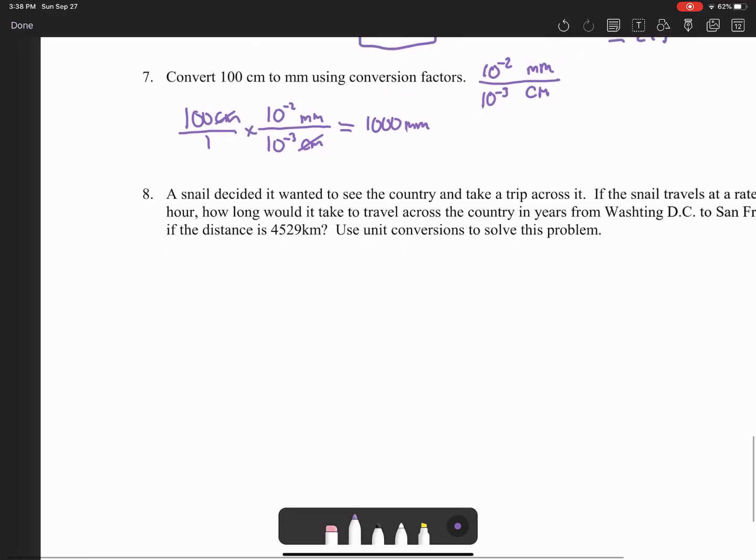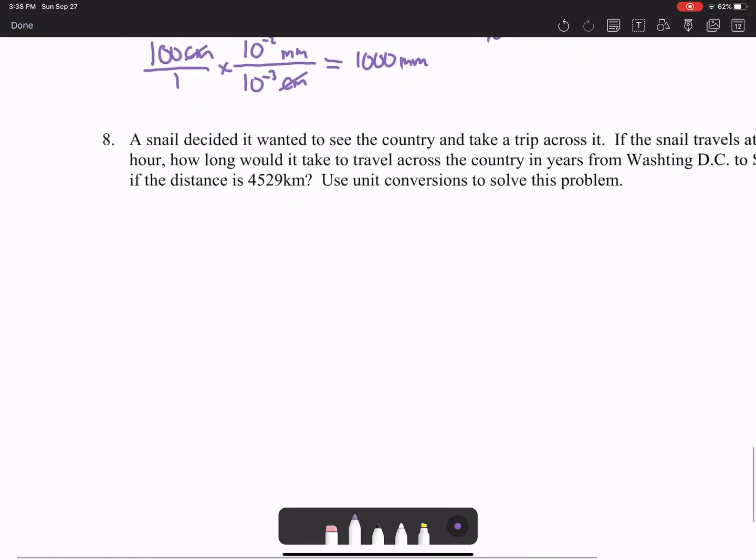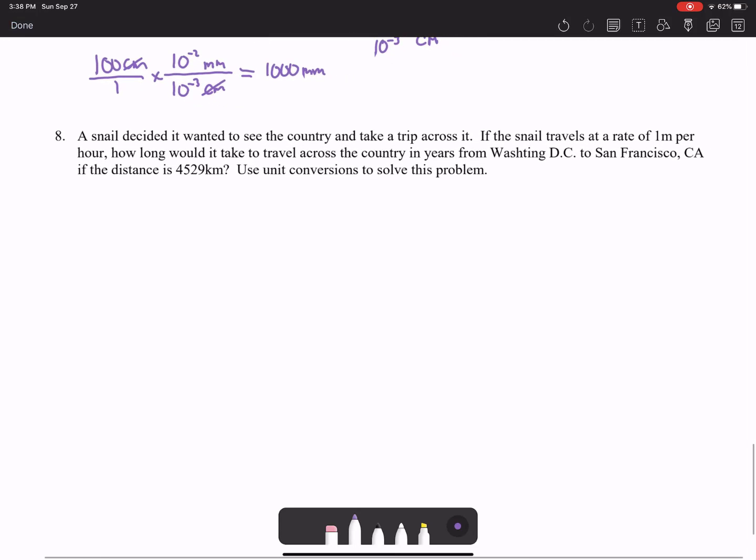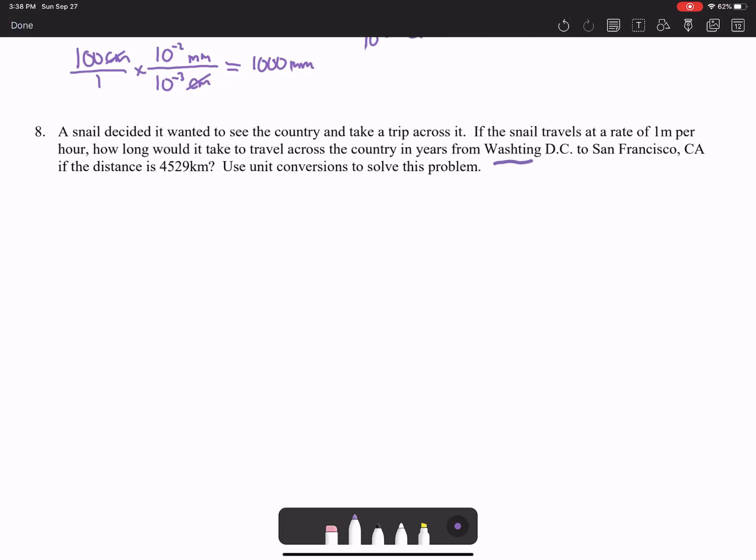A snail decided it wants to see the country and take a trip across it. If the snail travels at a rate of 1 meter per hour, how long would it take to travel across the country in years? From Washington, D.C. to San Francisco, California, if the distance is 4,529 kilometers. Use unit conversions to solve this problem.